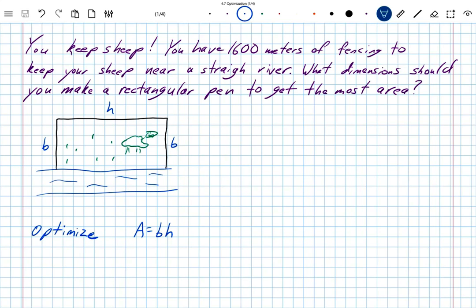But in almost every case in this section, we also got to keep track of our constraints. Okay. So we have this one particular constraint, which is that we only have 1,600 meters of fencing. If we didn't have that, we could make this thing as big as we want. But we have 1,600 meters of fencing, and so we are going to write that down as well. Something equals 1,600 meters. So the perimeter equals 1,600.